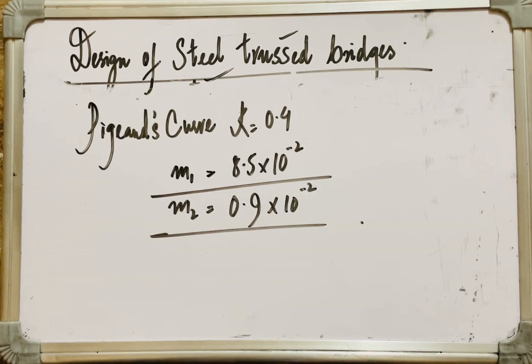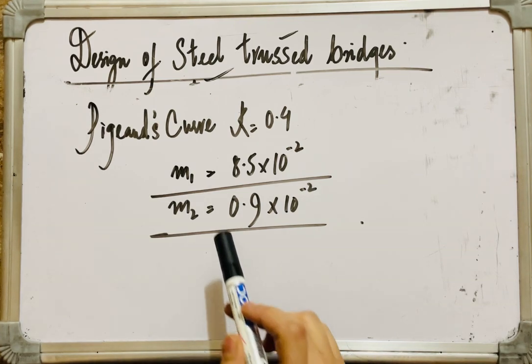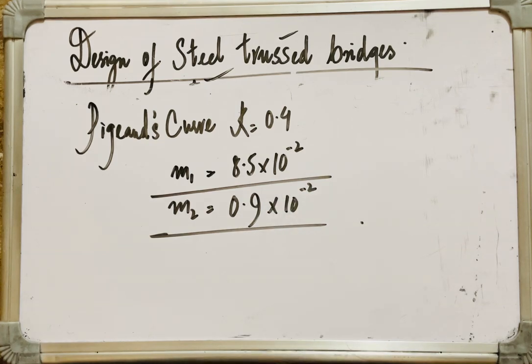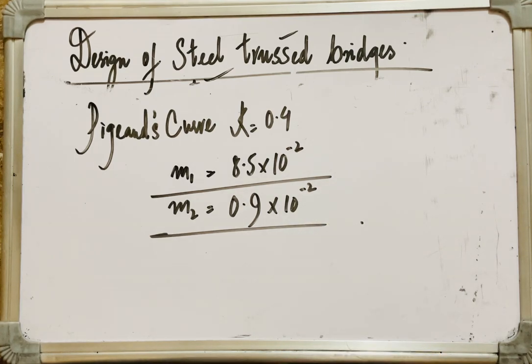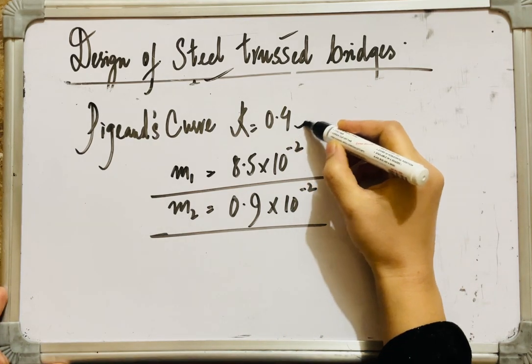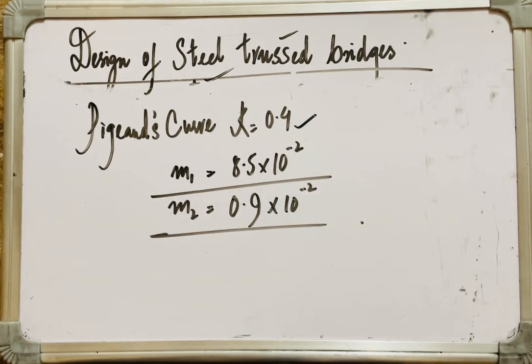Now, by using Pigeaud's curves, we have found the moment coefficients m1 and m2. m1 is equal to 8.5 into 10 raised power minus 2 and m2 is equal to 0.9 into 10 raised power minus 2. हमने कौन सा curve use किया? We used the curves for k is equal to 0.4 and we had the u by b ratio and v by l ratio. So उसके हिसाब से हमने m1 and m2 calculate किया.